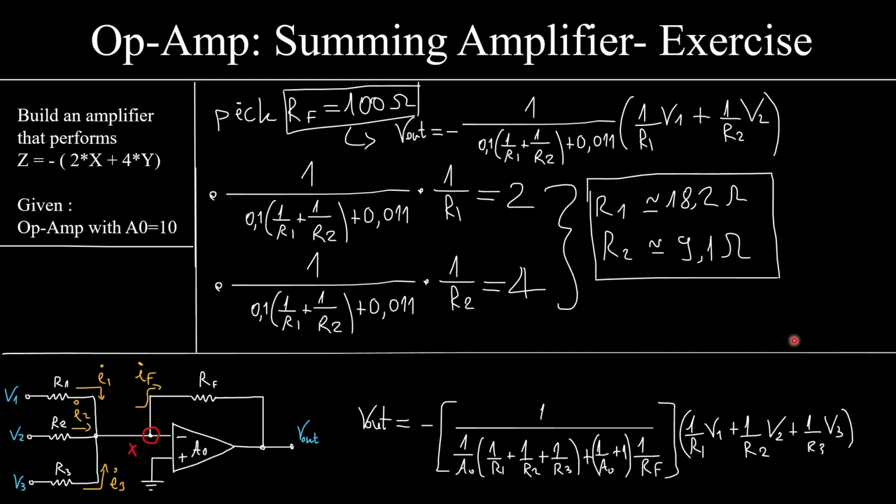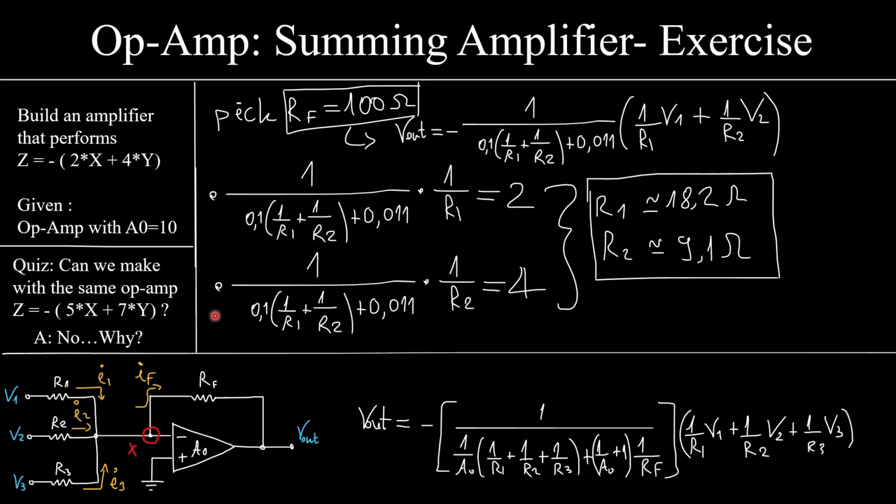Now, when I was cooking up this exercise for this video, I stumbled upon an interesting case. Well, can we, using the same op-amp, create this mathematical operation where instead of 2 times x plus 4 times y, we had something larger, like 5 times x and 7 times y? Can the output be something like this using this op-amp? The answer is no, all right. We cannot really do this.